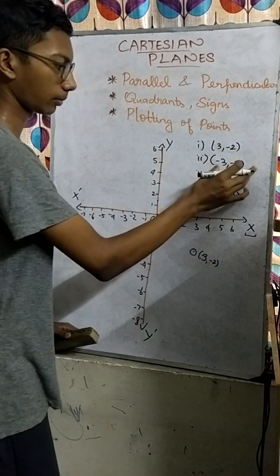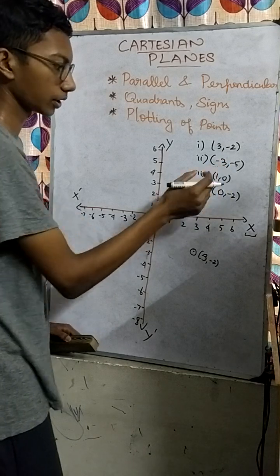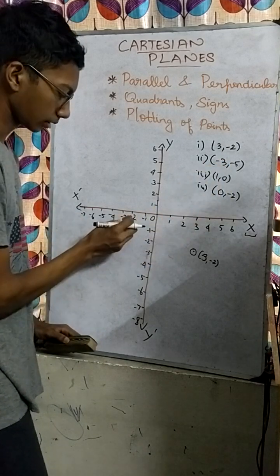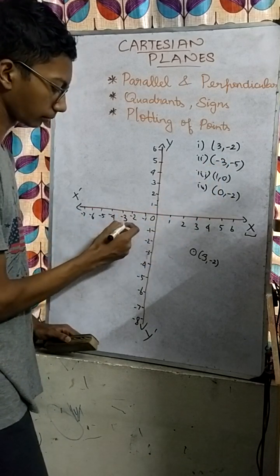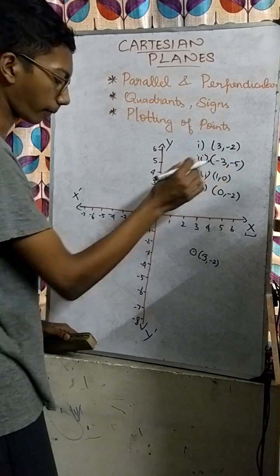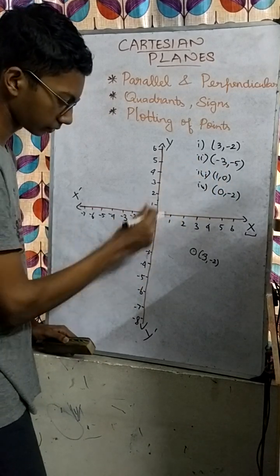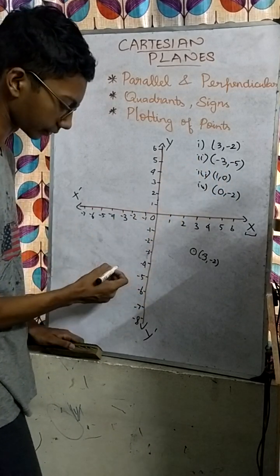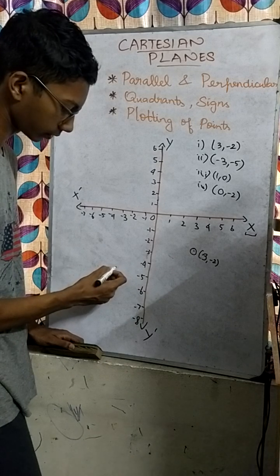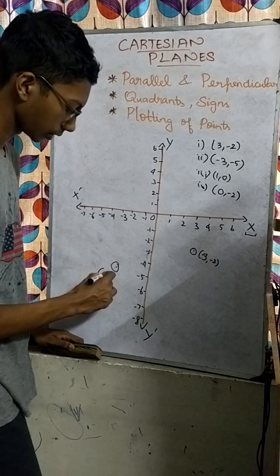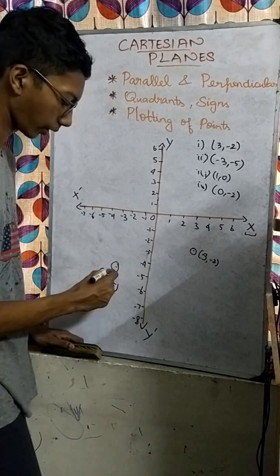Now minus 3 comma minus 5. Here minus 3 is the point on the x-axis. This is the minus 3 on the x-axis. Now minus 5. This is the minus 5 on the y-axis. So this is the point where these two intersect. So this is the point here.